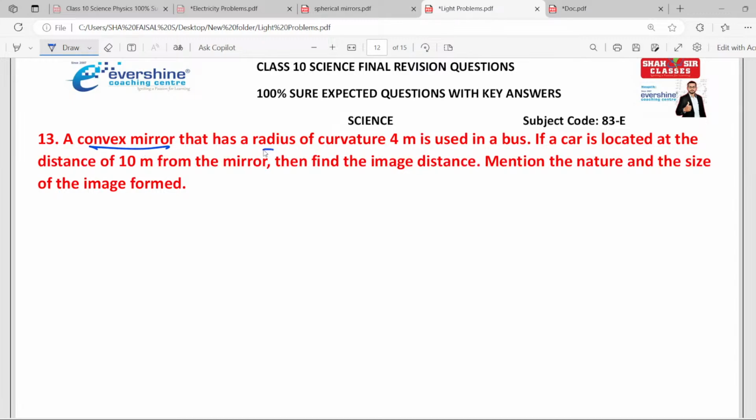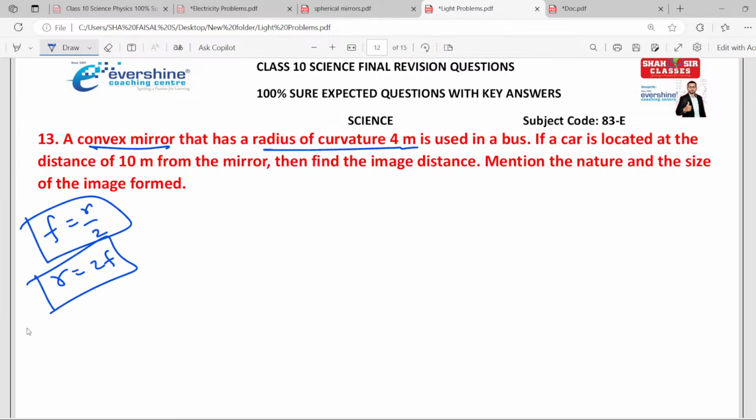Convex mirror, they have given the radius of curvature 4 meter. If they have given the radius of curvature, we know that f is equal to r by 2. Focal length is half of the radius of curvature. If it is f, it is r by 2. If it is r, it is 2f. Now we want focal length, we don't want radius of curvature. So we have to use f is equal to r by 2. Radius of curvature 4 by 2 is nothing but 2. So we can write focal length as 2 meters.